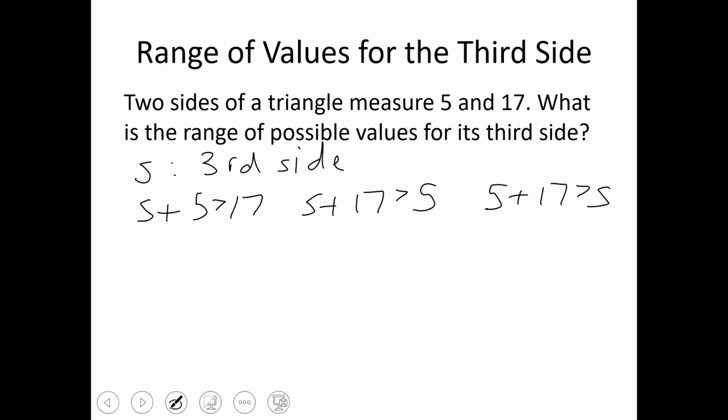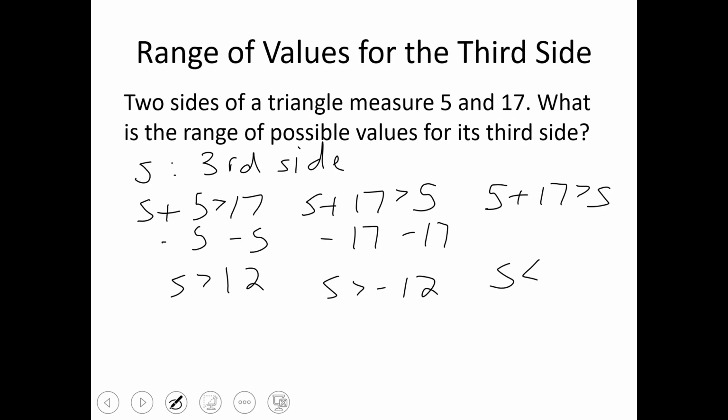And then let's work with these. Okay, so take the first one. It follows that S must be greater than 12, if we subtract 5 from both sides. I assume you can do just a little basic algebra here. So subtract 17 in the second one. So S must be greater than negative 12, I think. And then how about I turn the other one around so that I have S on the left-hand side. So S less than 22.